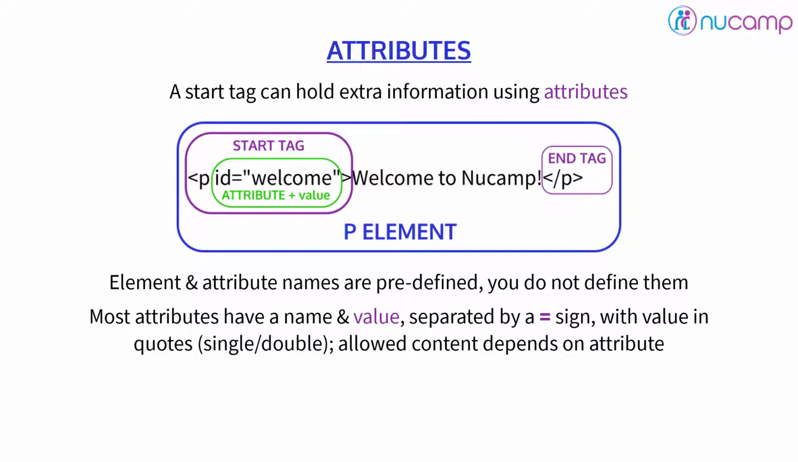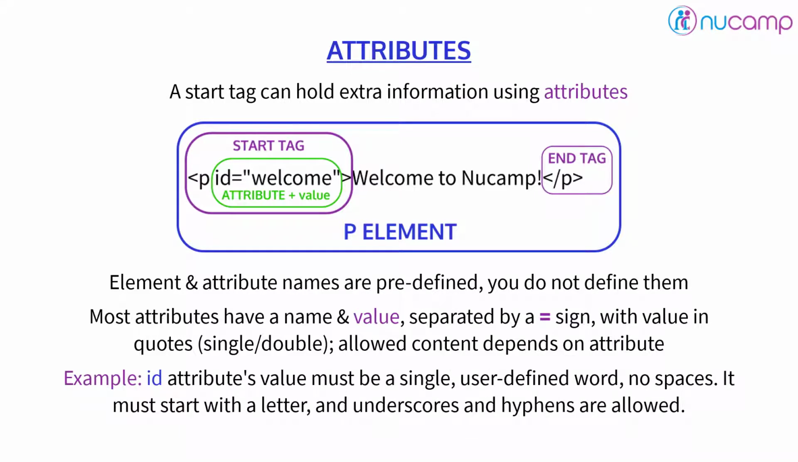What is allowed as a value depends on the attribute being used. In the example shown here, the attribute is called ID. An acceptable value for an ID attribute is typically a single, user-defined word with no spaces. The word's first character must be a letter. Otherwise, numbers, underscores, and hyphens are allowed.